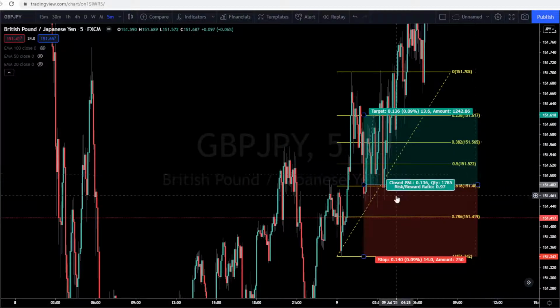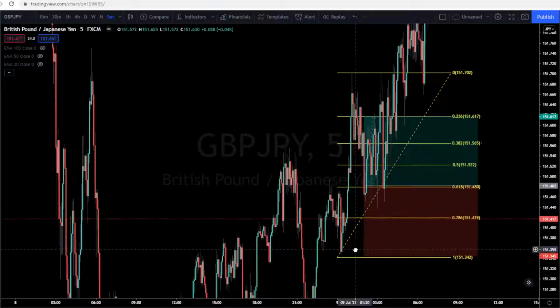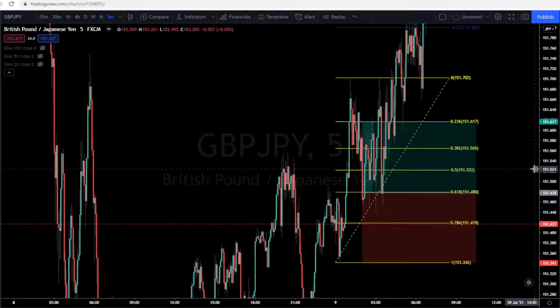So this is what my 1-to-1 ratio would look like. Obviously it's not perfect right now. Okay, so let me drag this down. So you have that 1-to-1 risk reward ratio. But this was the conservative way.